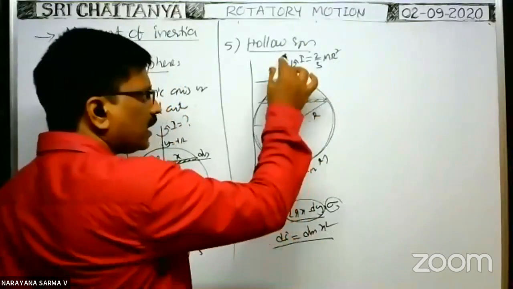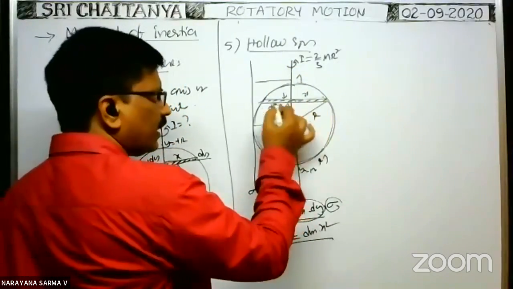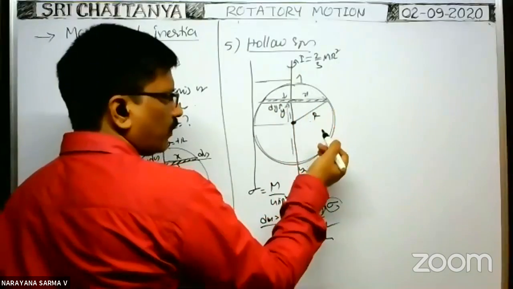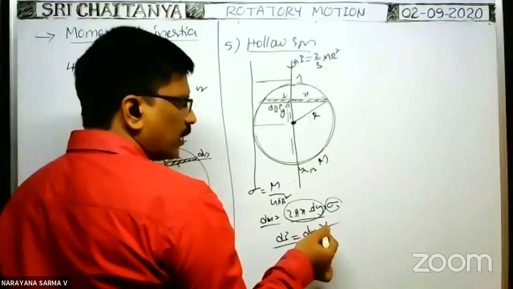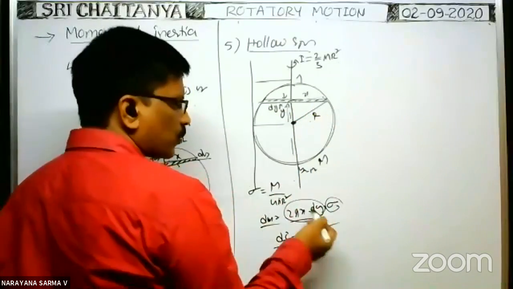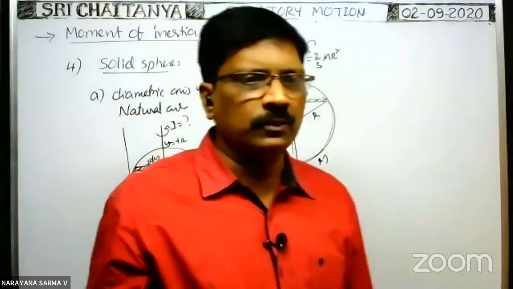So moment of inertia about this axis is equal to mass of the element into radius square, because moment of inertia of the circular ring about its natural axis is equal to mr square only, no? So m into radius square, means x square. In this way, we can do. Okay.